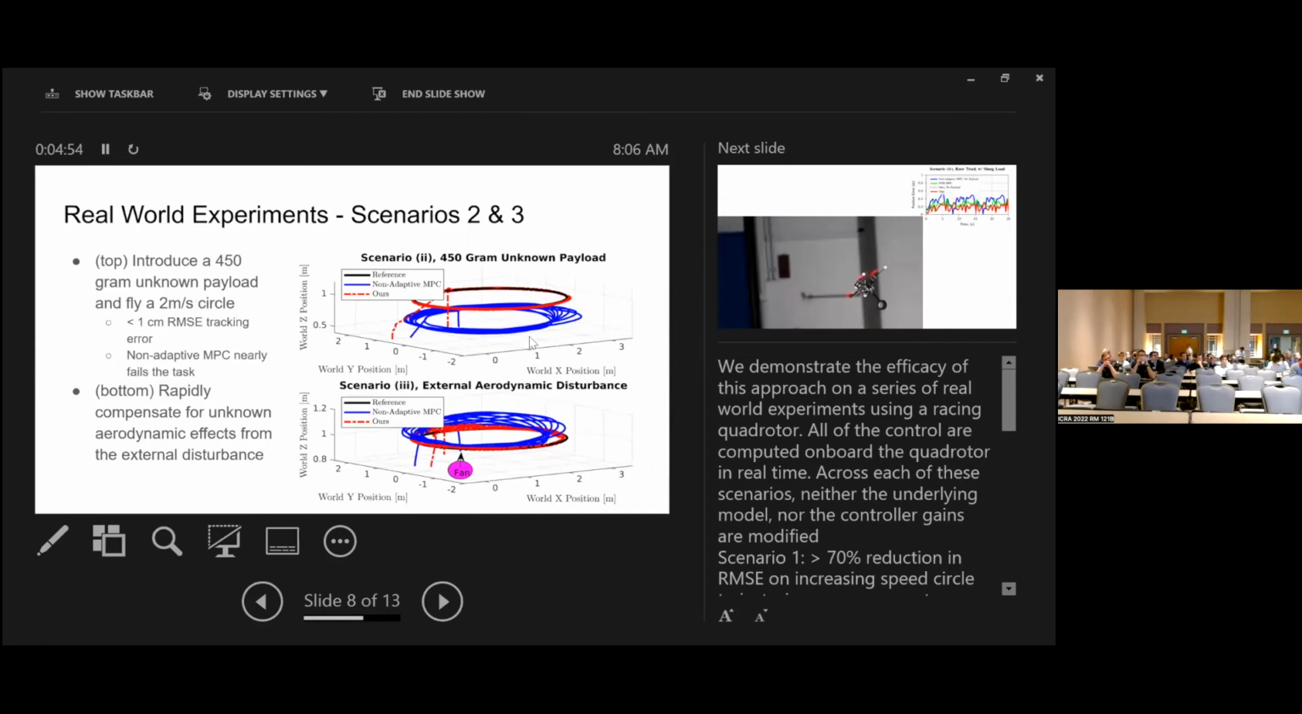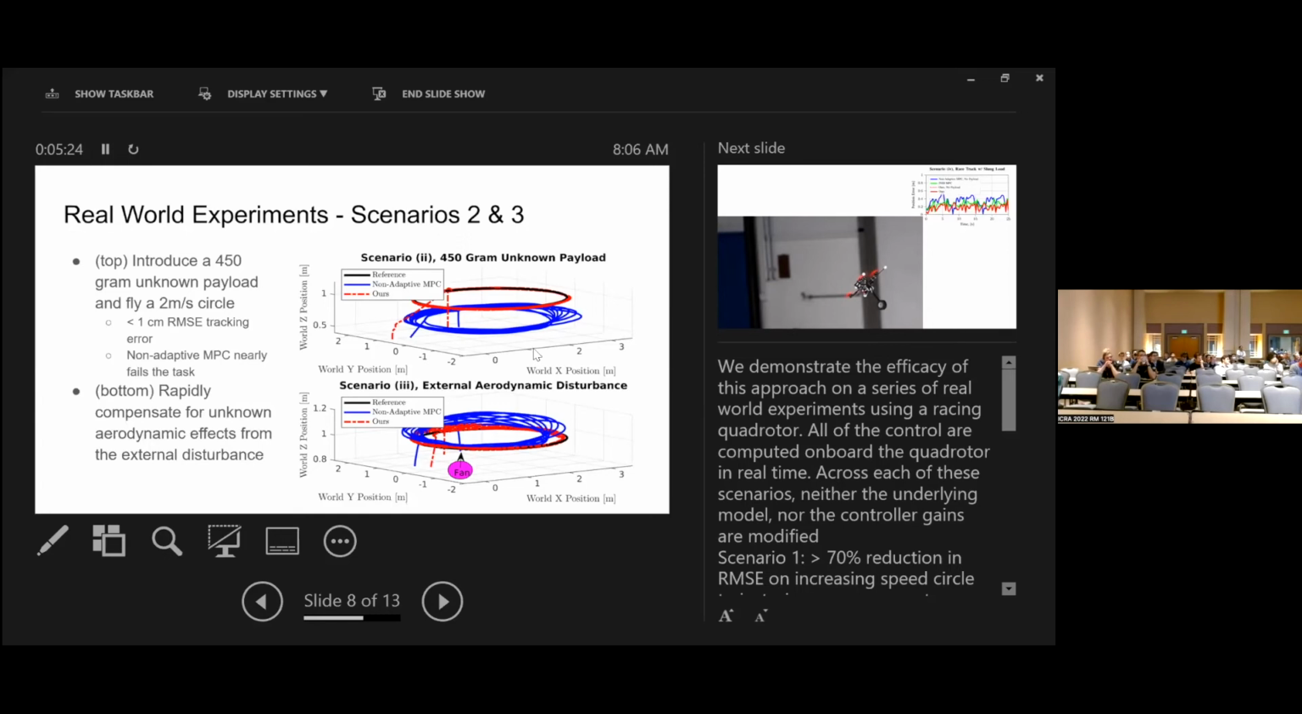Next, we have scenarios 2 and 3. The top is we introduce a 450-gram unknown payload. The model is not updated in the MPC at all. We just randomly attach this huge payload to the drone. That's over 60% of the nominal drone mass. We force the drone to take off without any knowledge of this payload, and track a 2 meter per second circle trajectory with less than 1 centimeter RMSE tracking error. A non-adaptive MPC can barely take off, and the tracking error is pretty massive.